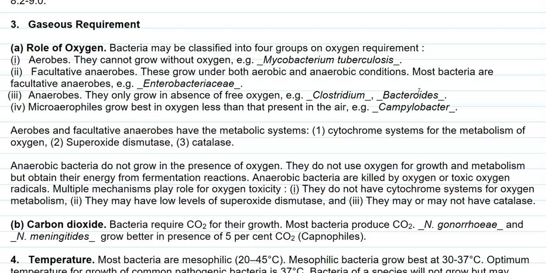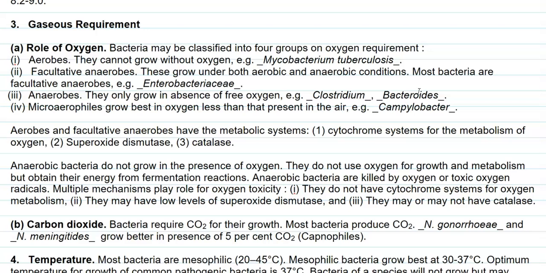Most of the members of Enterobacteriaceae such as E. coli, Shigella, Salmonella come under the category of facultative anaerobes. The next one is anaerobes. They grow only in the absence of oxygen. Examples are Clostridium and Bacteroides. The next and last category is the microaerophiles that grow best in lower oxygen concentration, below 21% oxygen, which makes it favorable for their growth. Very typical examples are Campylobacter as well as Azospirillum.